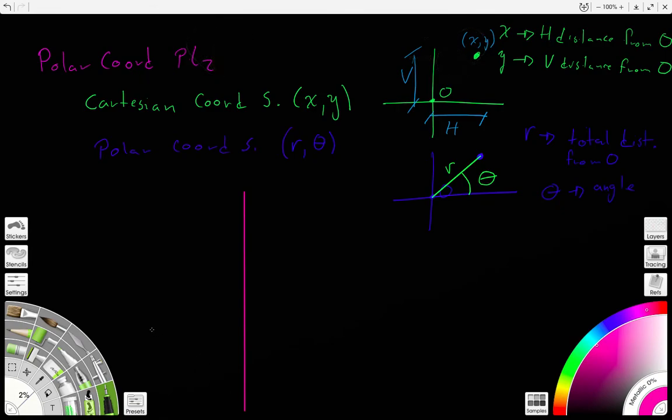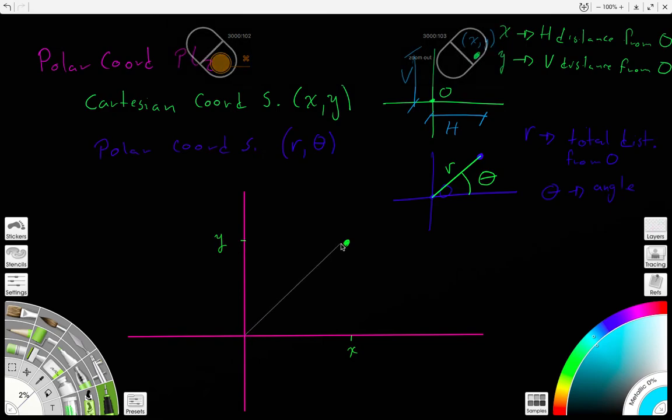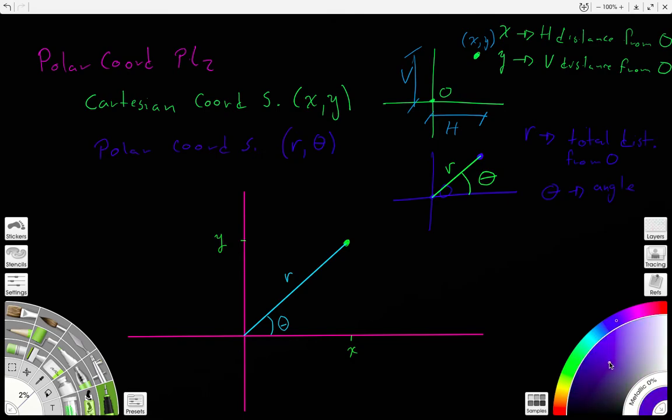Okay, so I put my coordinate system right here. So imagine that we have this point, okay, with a given x value and a given y value, okay? And we can trace the polar coordinates just as easily. We can trace this distance right here. This would be r, and this would be theta. Okay. So the way that we can change from one coordinate system to another is rather simple, and you guys should already know how to do it.